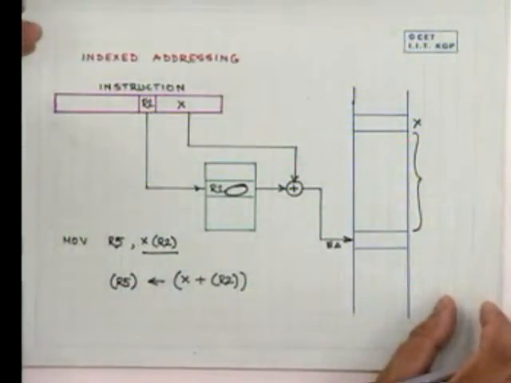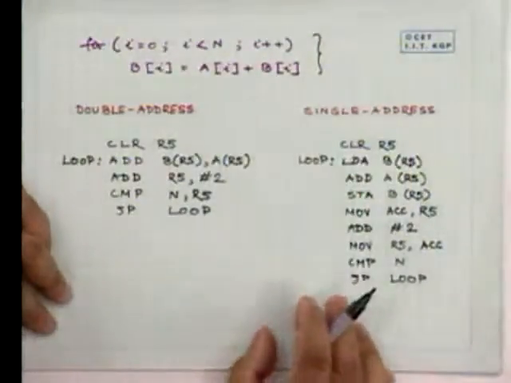Now, this indexing can be very fruitfully utilized when you are accessing sequential memory locations, memory locations that you want to access one after the other in terms of their displacement. Let's take an example. Say you take a high level language program statement, a for statement in C.